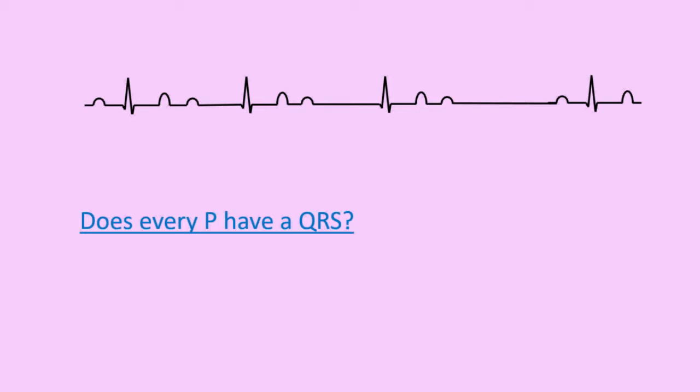Okay, how about this one? Does every P wave have a QRS complex? P wave QRS, P wave QRS, P wave QRS, P wave, no QRS, P wave QRS. So no. And if we look closely at the PR interval, here's our first one, here's the second, here's the third, and then we get a dropped beat. So what we have here is this progressive prolongation of the PR interval until we get a dropped beat. And this is the Wenckebach type of heart block, or Mobitz 1.